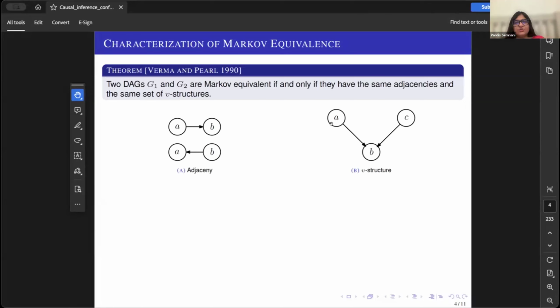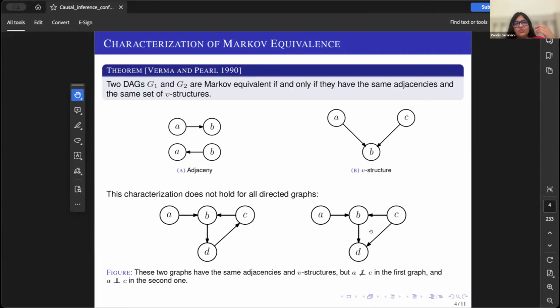And a V structure is a triple A, B, C, where A and C have B as their common child, but A and C are not adjacent to one another. So that, unfortunately, is not true when cycles come into play. Take these two graphs, for example. Note that one of them is a cyclic graph. In the left graph, I guess we have B, D, C as a cycle. And you can verify that they have the same skeleton, so the same adjacencies and the same V structures.